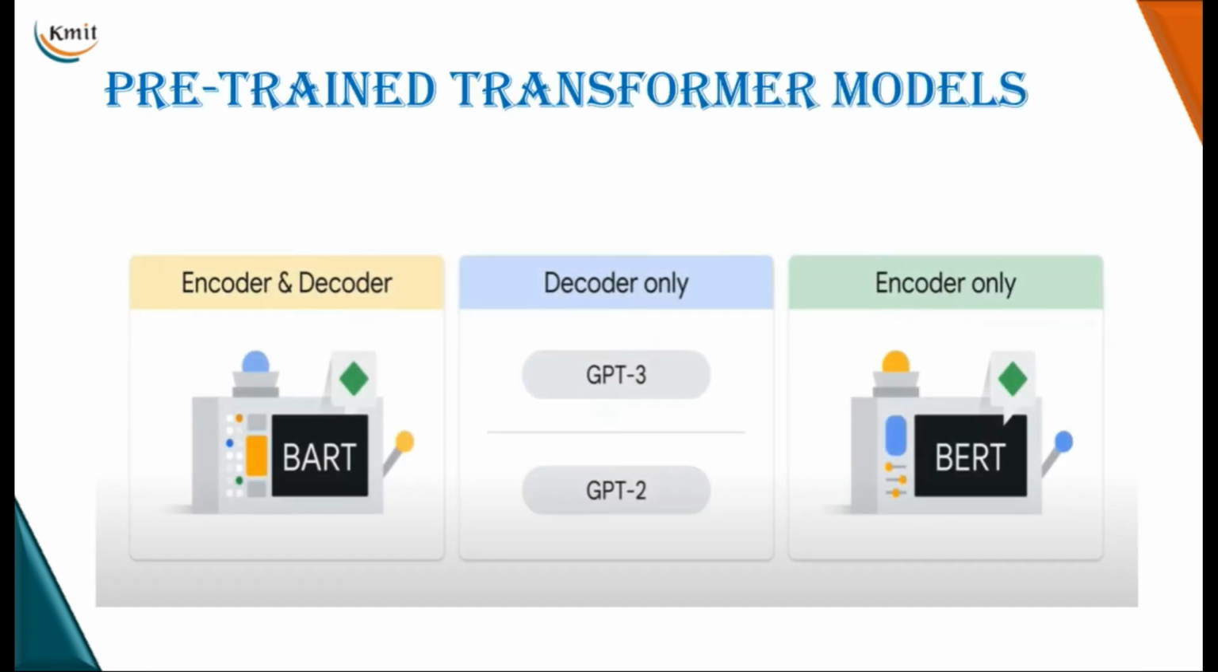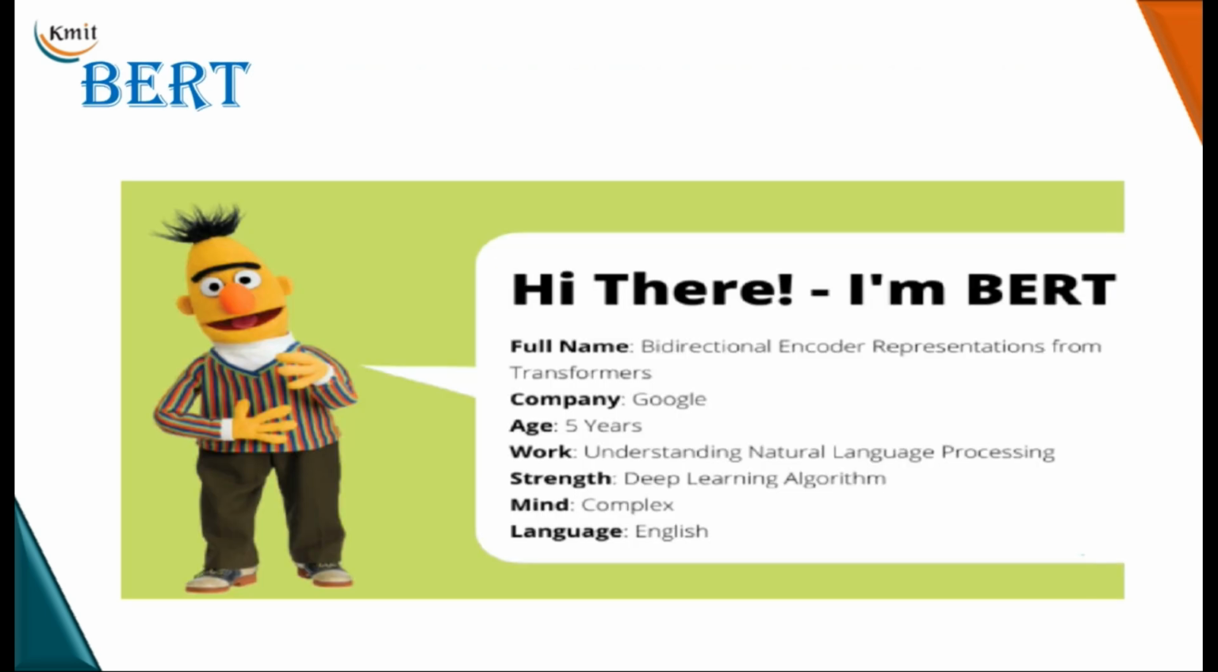When I talk about pre-trained transformer models, there are three different types. A few are based only on the decoder architecture, a few are based only on the encoder architecture, and a few are based on both encoder and decoder architecture. The model that we're going to discuss today is BERT, which is based purely on the encoder architecture. We don't use encoder and decoder. We use only the encoder representation of the data for this transformer model, which is called BERT.